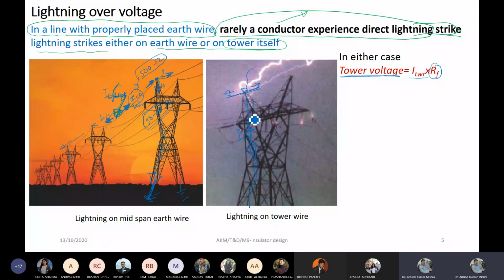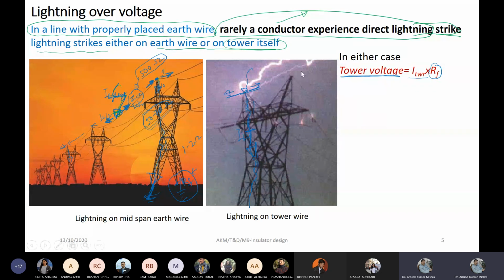So whenever we say tower resistance, it is basically the tower footing resistance. This is the resistance between the earth and the tower. This whole structure may be 1 or 2 ohm, not more than that. But the tower footing resistance may be around 50, 60, sometimes 80, or even 100 ohm. That's why the F subscript is there.